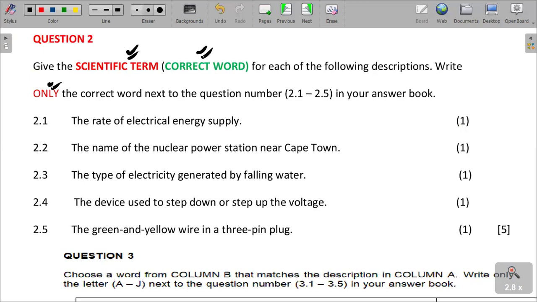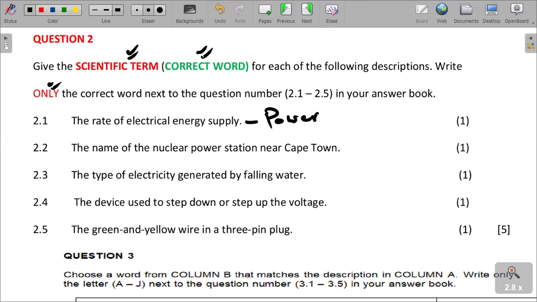The rate of electrical energy supply. When we look at the rate of electrical energy supply, it defines electrical power. The rate of electrical energy supply defines power.